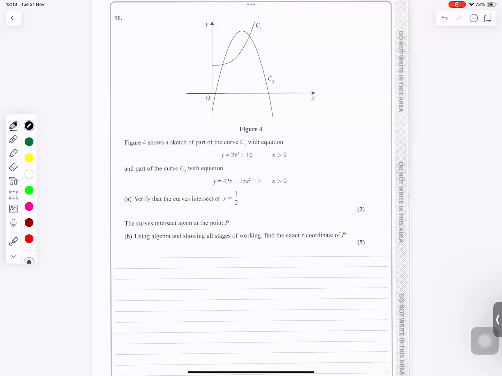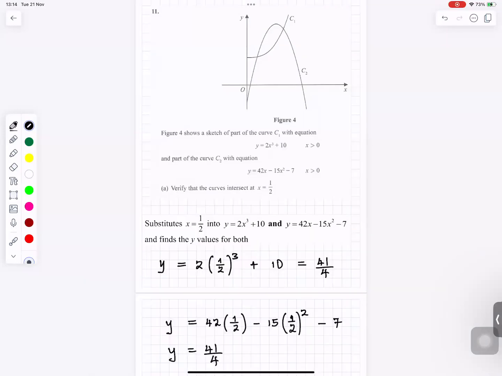Question number 11. To do question 11, they've said that x equals a half. So we take that half, substitute it in there. So you get half cubed, it gives us 41/4. So that's what they want you to show in there.